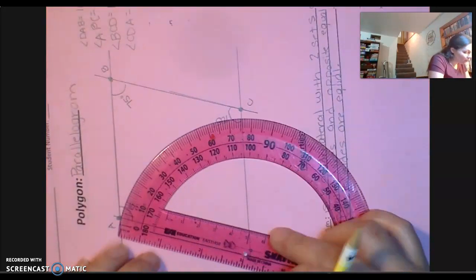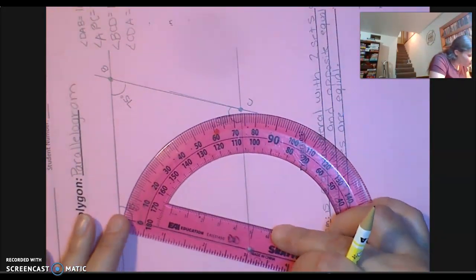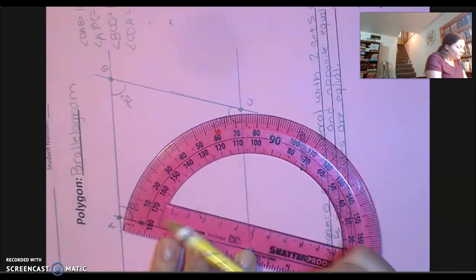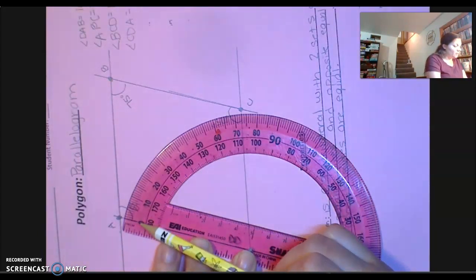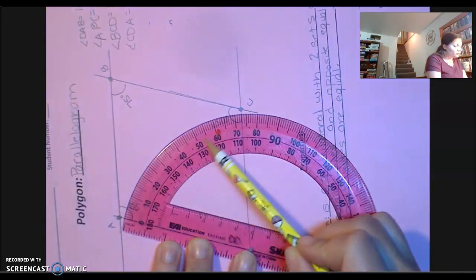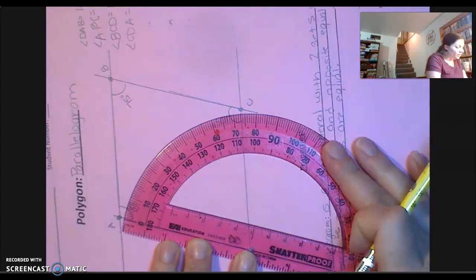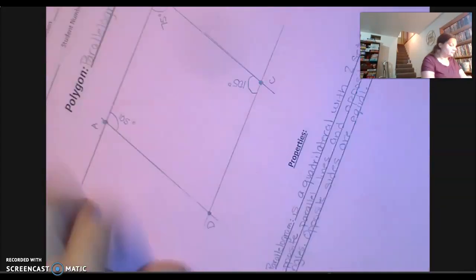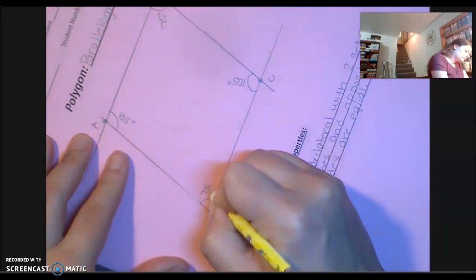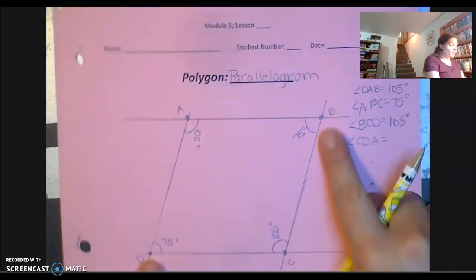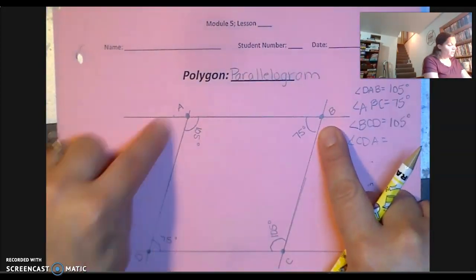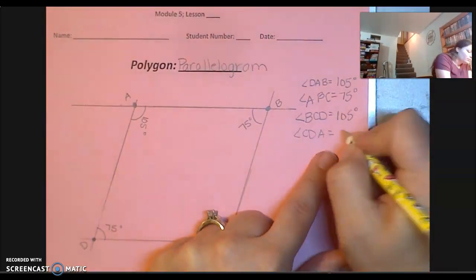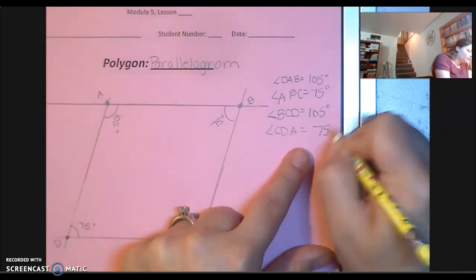So I'm lining up my protractor. And if we count from 0, which is on the outside this time, here's 0. Our line crosses right here at just about 75 degrees. So we're calling it 75 degrees. And it is opposite of B, and they are equal. A is opposite of C, and they are equal. So angle CDA measures 75 degrees.